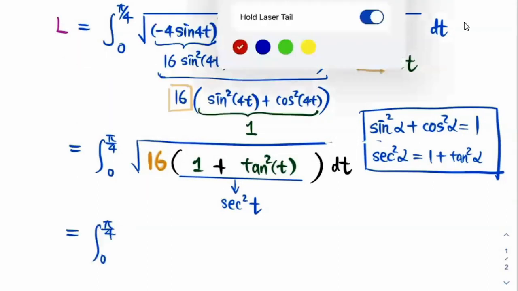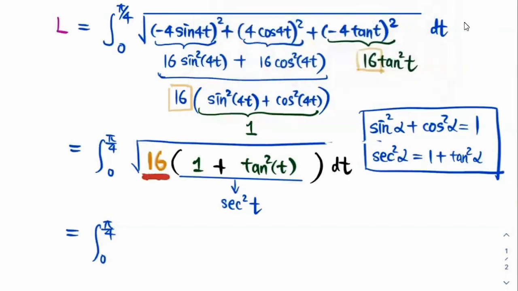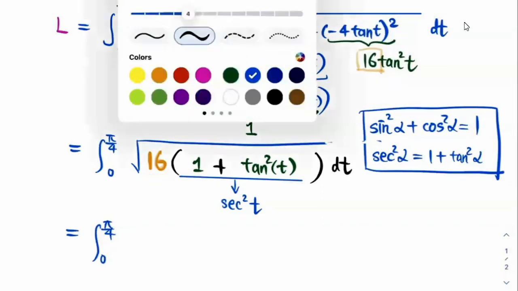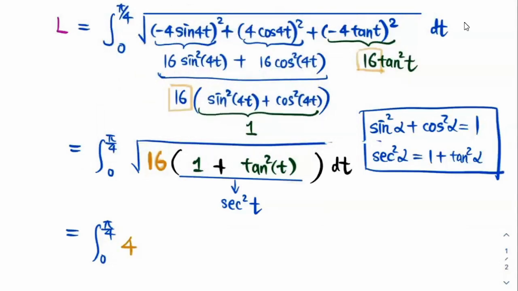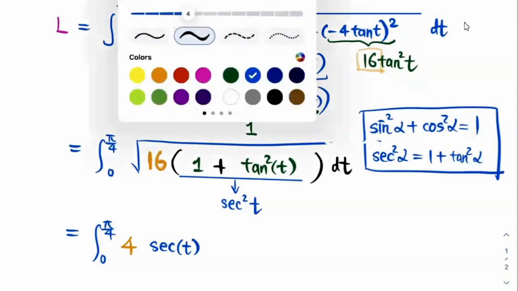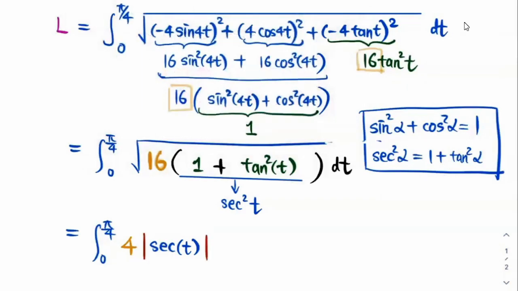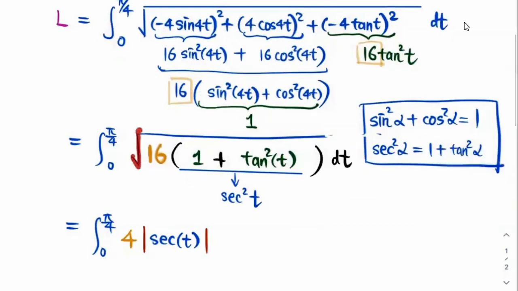Let's think about what we have. So we have the square root of 16, it is what? 4. Yes, so we have 4. And now the square root of secant squared is? Just secant? Secant, yes, that's secant. Now we're supposed to put the absolute value for this, because this is a positive square root. So the positive square root of a square, the result should be positive. So to ensure it's positive, we need the absolute value over here. And then put dt.